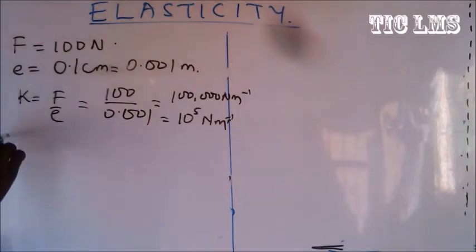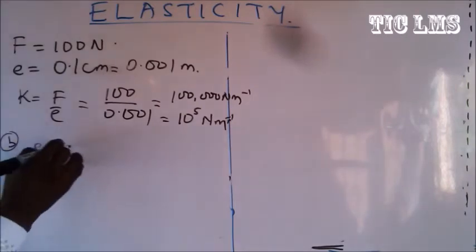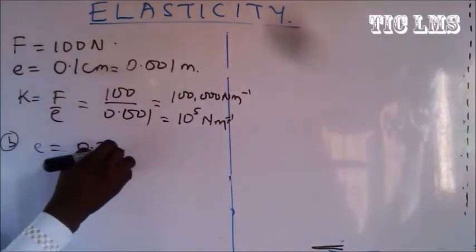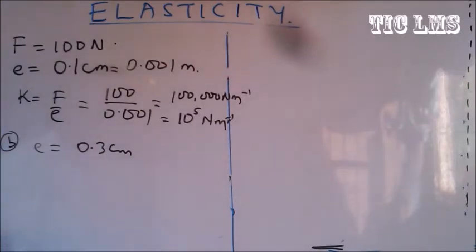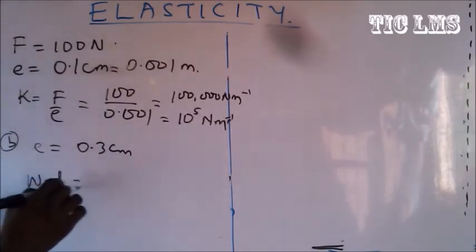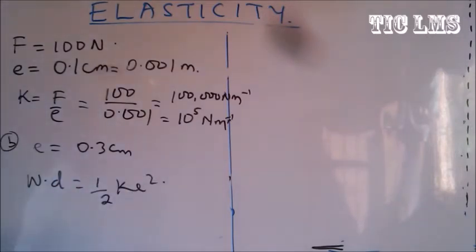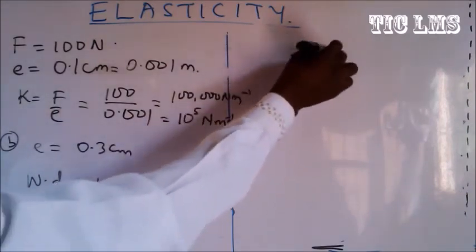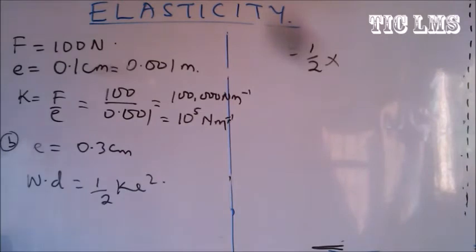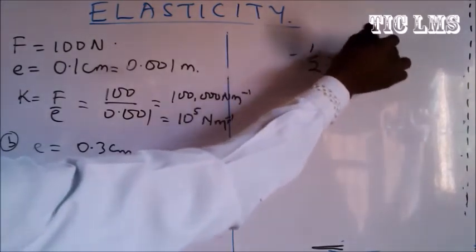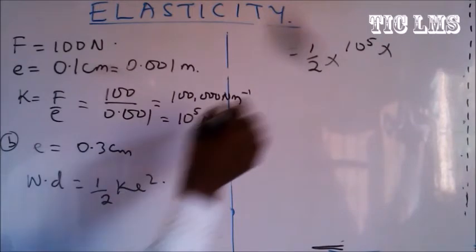Next, B, we're asked to calculate the work done in stretching the spring by an extension of 0.3 centimeter if the elastic limit is not exceeded. So we have that work done equals 1/2 ke squared. The elastic constant is the same since the elastic limit has not been exceeded. So we have it as 1/2 times our force constant, which is 10 raised to power 5, multiplied by our extension, which is 0.3.